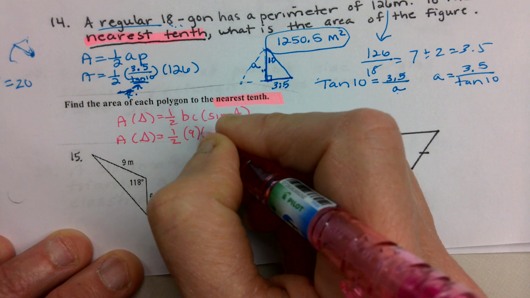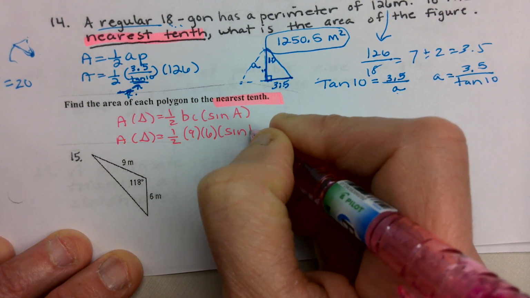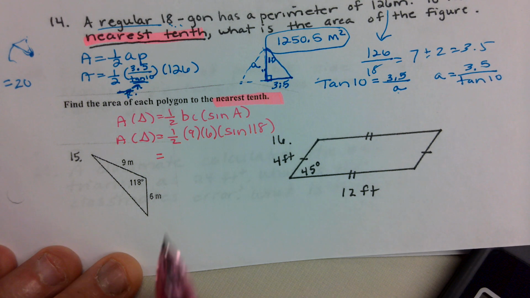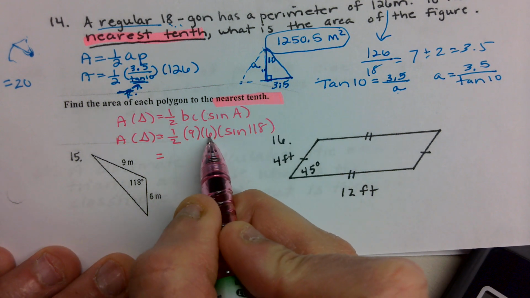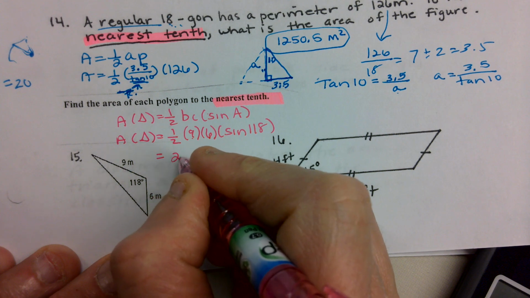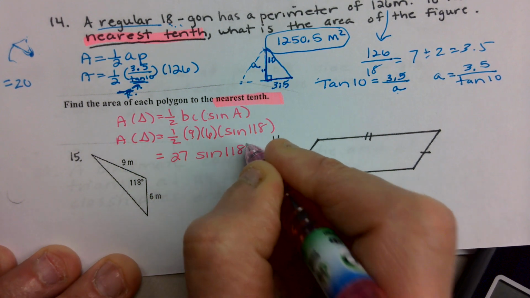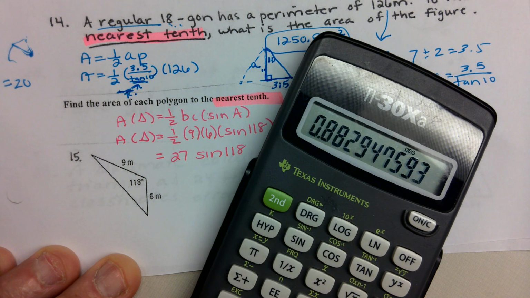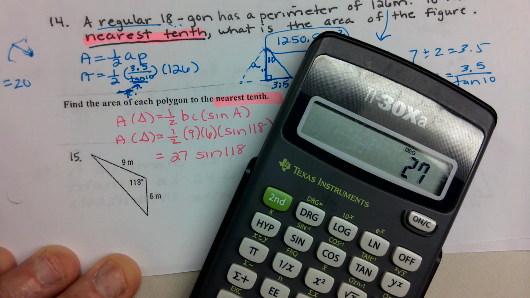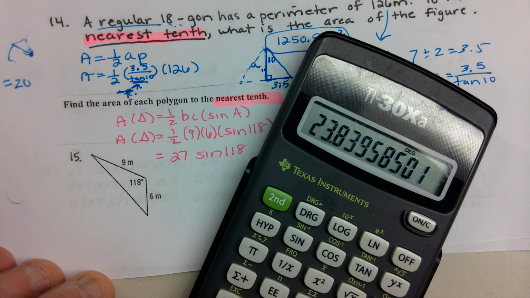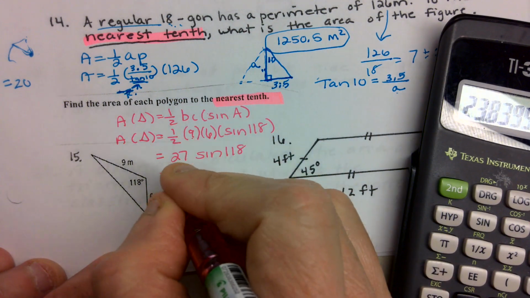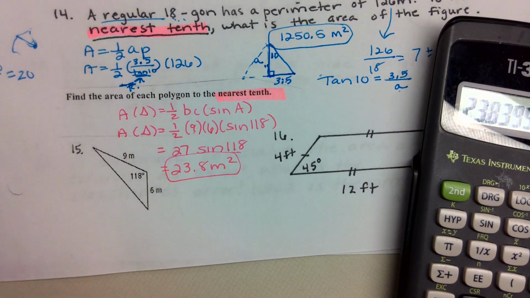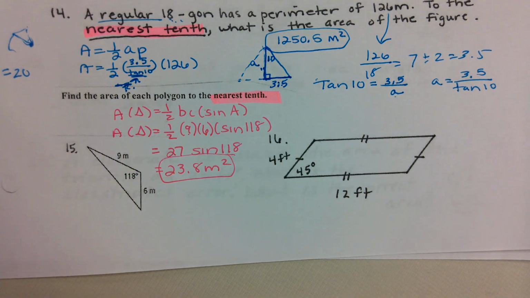So area of a triangle equals 1/2, and B and C are the two sides. So 9 and 6 times sine of 118 equals, okay, so half of 6 is 3 times 9 is 27 sine 118 times 27. I got 23.8, which is correct. Good. Next one.